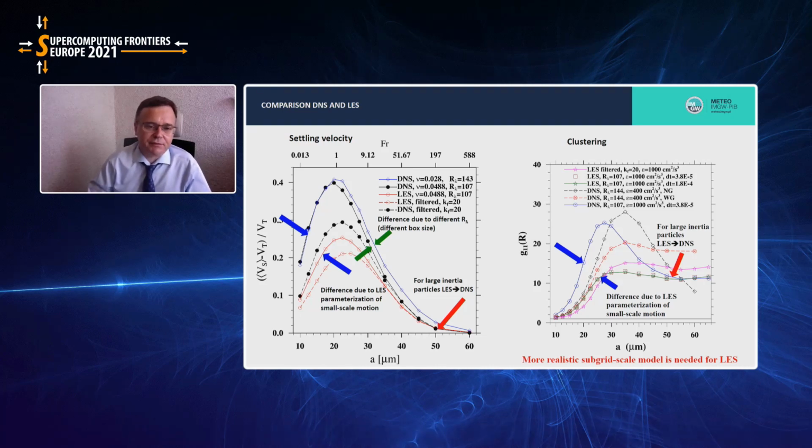That's expected, but for smaller droplets, we observe a significant difference between the red lines, which represent results from large eddy simulation, and the black lines. However, the simulations were performed for the same Reynolds number. So this difference is due to some shortcomings in the subgrid scale model. We have a similar situation with the radial distribution function. For larger, heavy droplets, the DNS results converge to the LES results, but for smaller droplets, we need a more realistic subgrid scale model.